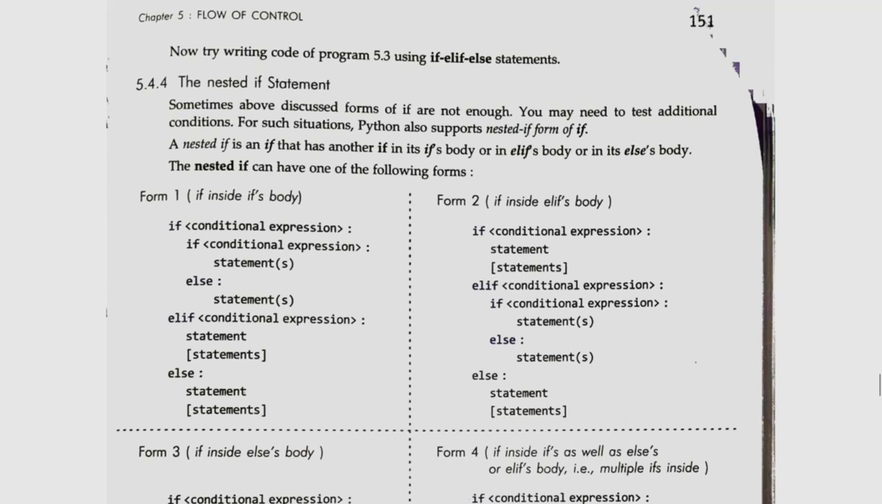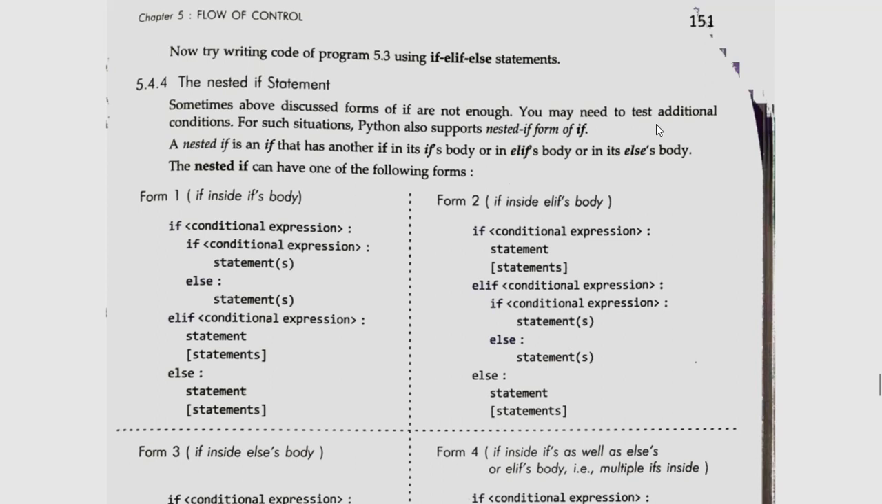Sometimes the above discussed forms of if are not enough. There may be a possibility that whatever we have written in the statements is not able to complete the entire task, or maybe the task is a bit complex. For that you may need to test additional conditions. For such situations, Python also supports the nested form of if. That means the if statement will be used, but in a nested form.